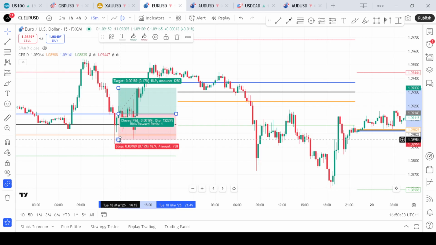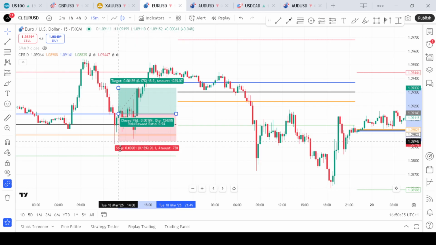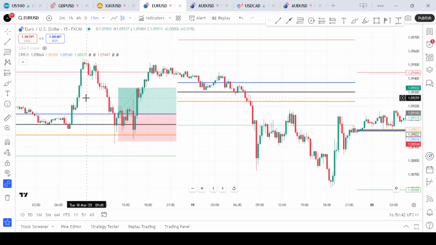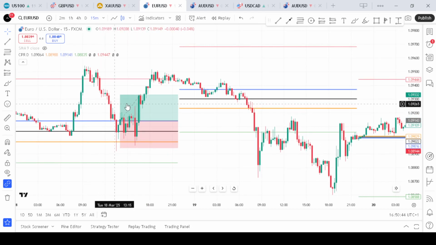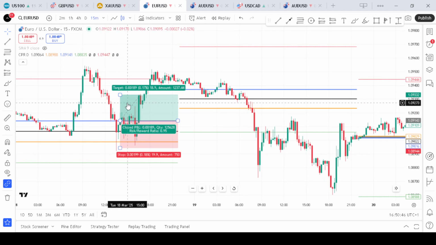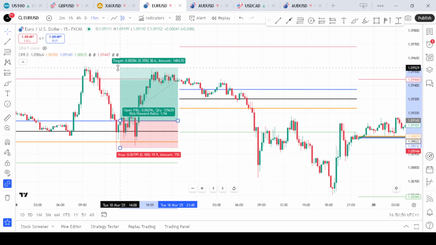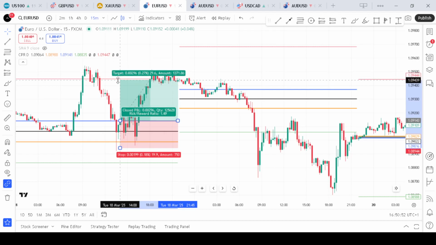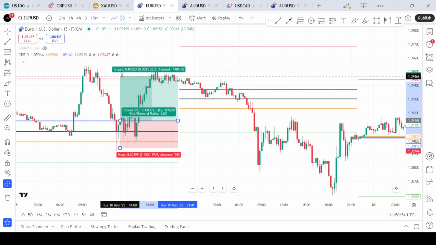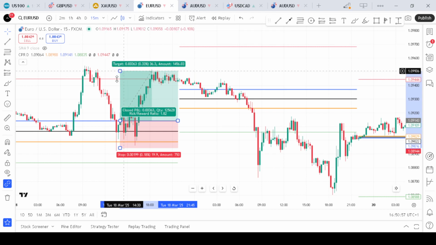You place your stop loss just below the bottom central point. Then your take profit level can be your next resistance point. You can take it at your next resistance point at this area, or you go for a fixed 1:2 risk to reward.